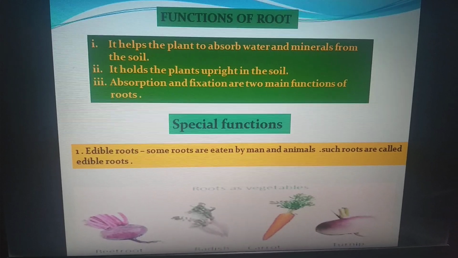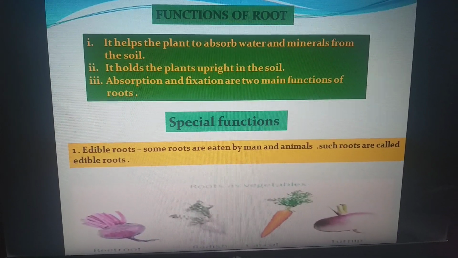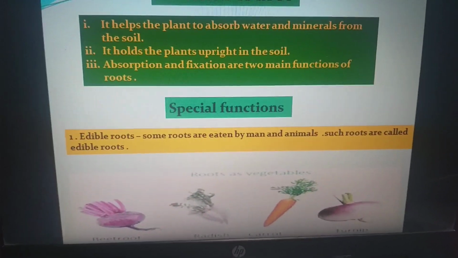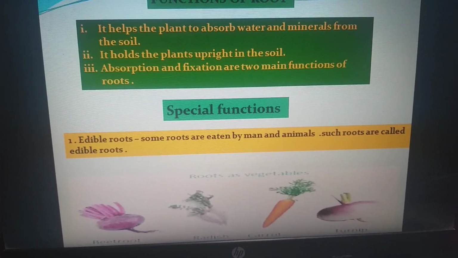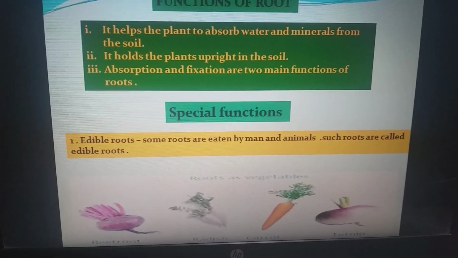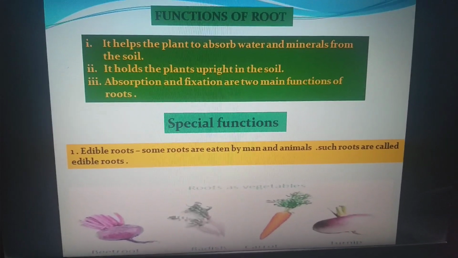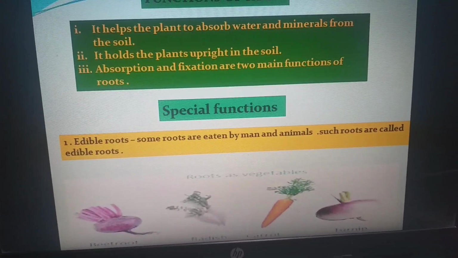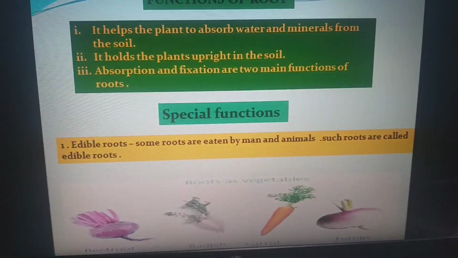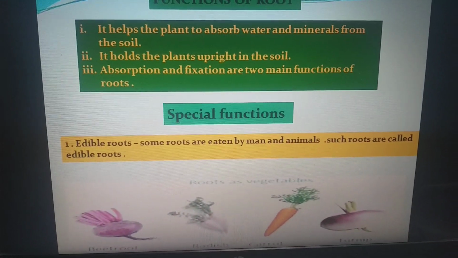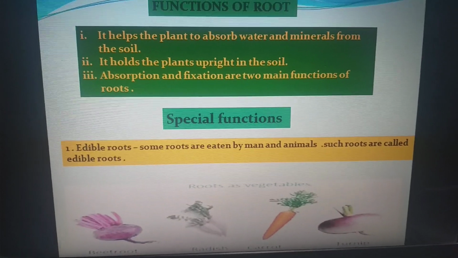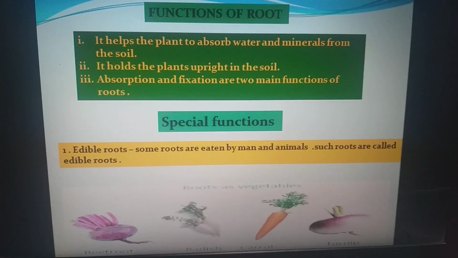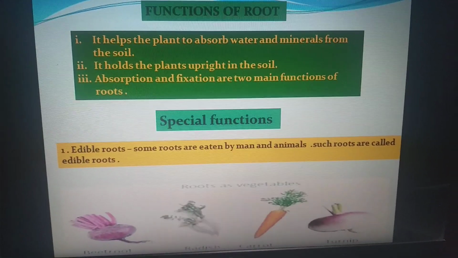It also has a very important function: it holds the plant upright in the soil. Root keeps the plant erect in the soil. So absorption and fixation are two main functions of root. Absorption means it absorbs water and minerals from the soil, and fixation means root fixes the plant in the soil, means it holds the plant erect in the soil. Because of root, plants are able to stand erect or upright.